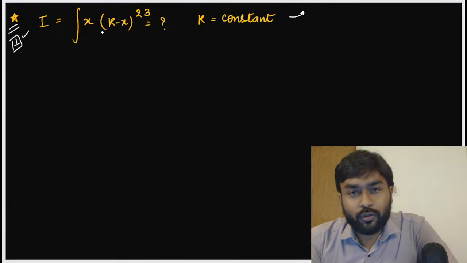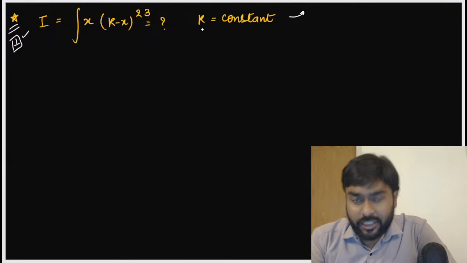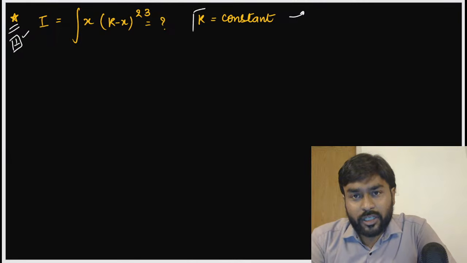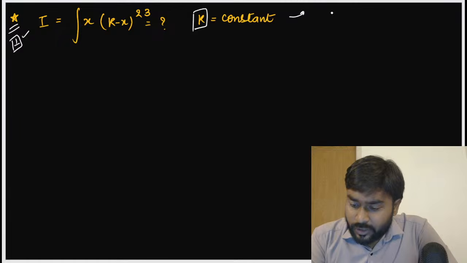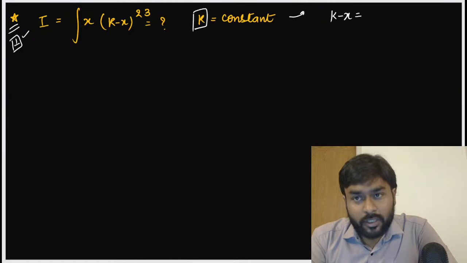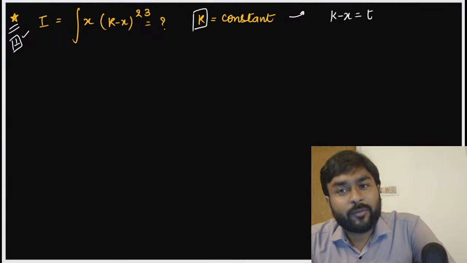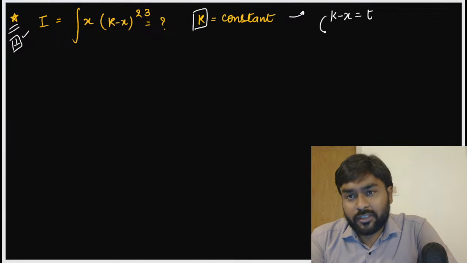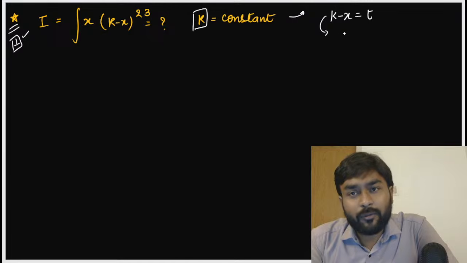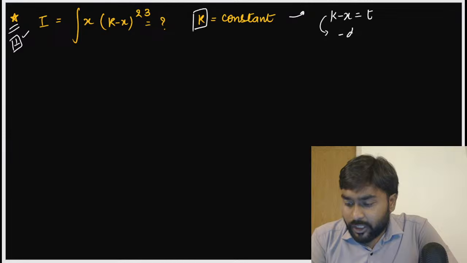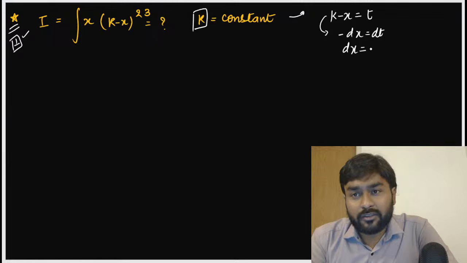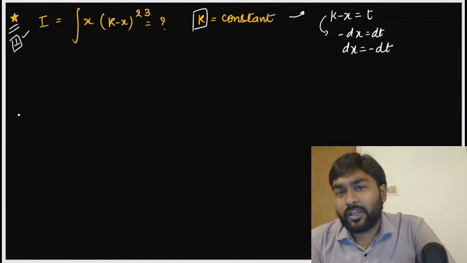Okay, so what is our idea? We will take k as a constant here. So don't think about k, because k will come in the answer also. Correct? So k is not the variable, k is a constant. So I am saying k minus x is the new variable. k minus x equal to t. If I differentiate this, k is constant, so its differentiation will be 0, and differentiation of x with respect to x will be 1. So we can write minus dx equal to dt. So dx will be minus dt. Correct?